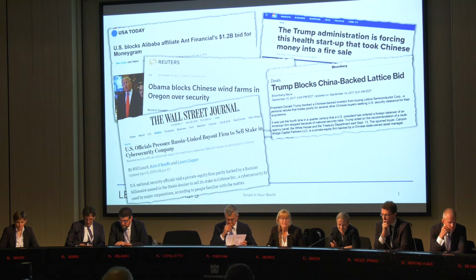Another recent case, just this spring: the US pressured the Russia-based buyout firm Pamplona to sell its shares of a cybersecurity company, Cofense, which actually had a better name. It used to be called PhishMe. I think that's a better name than Cofense.